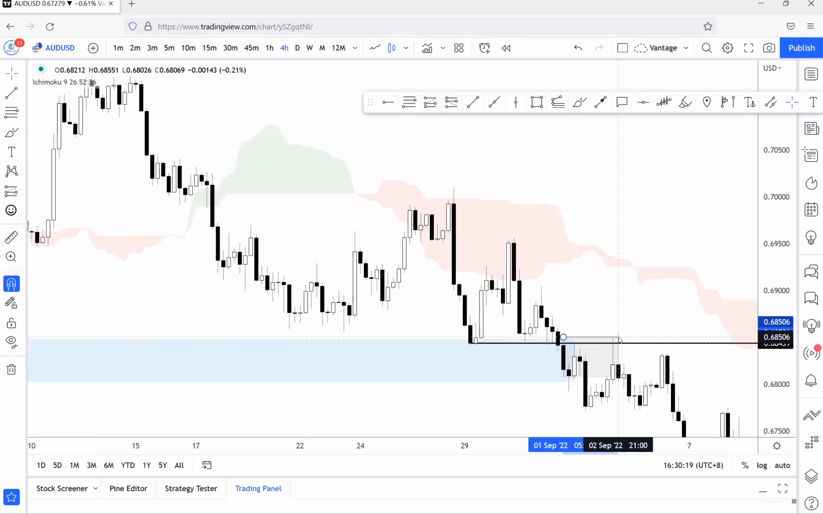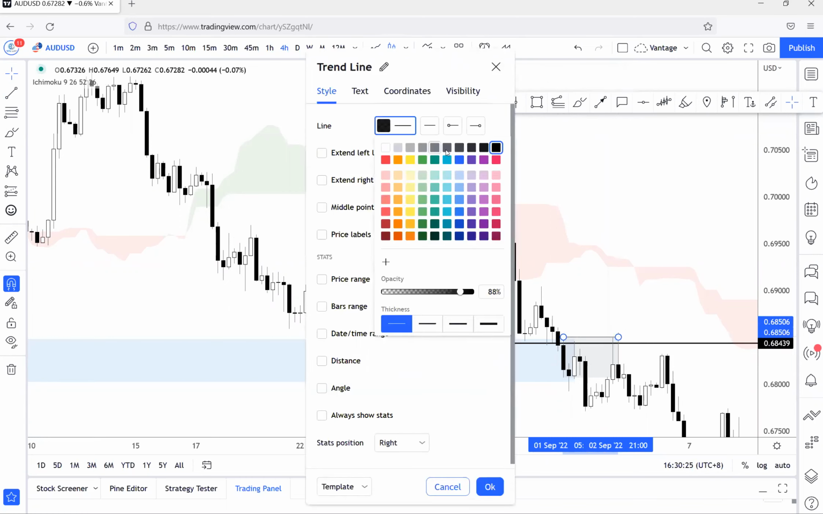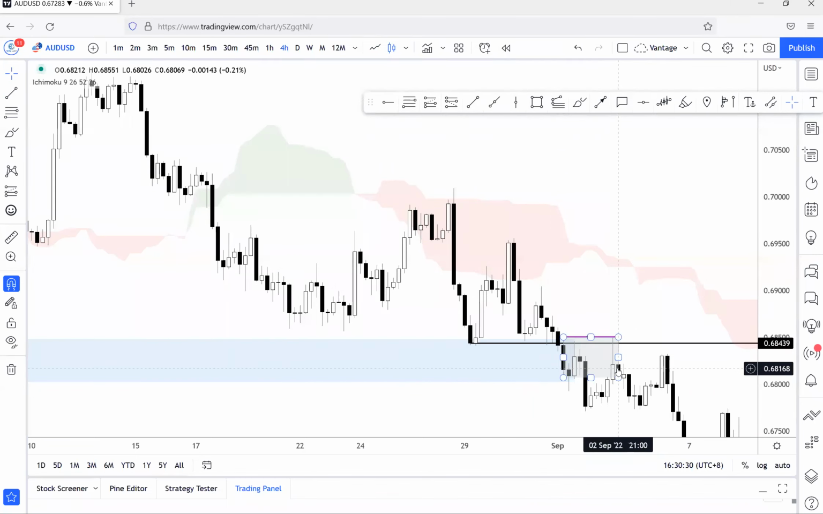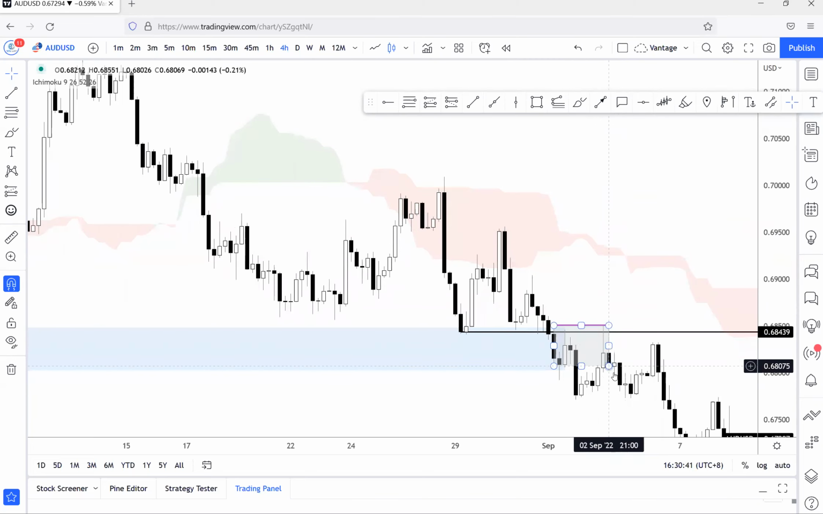Let me just put it in a different color. Let me just put it in purple and let me darken it. So you can see, right? So essentially, price still holds within this gray zone, right? Which is this supply region that we have. But what you see following this is that it sweeps slightly above this gray zone, but it fails to close above it. And then this region then creates an order block for us.